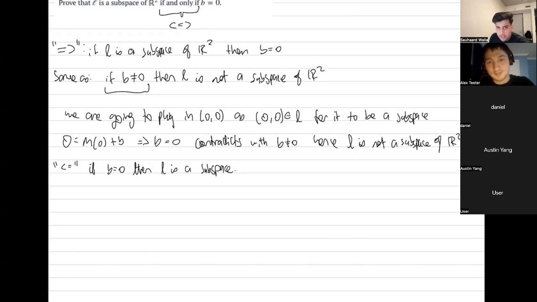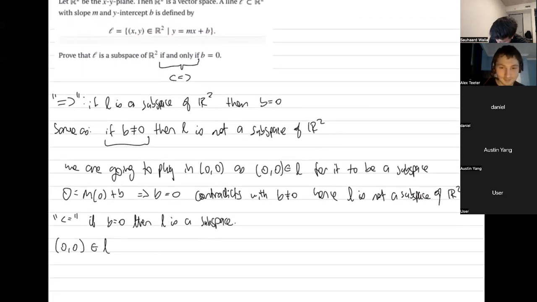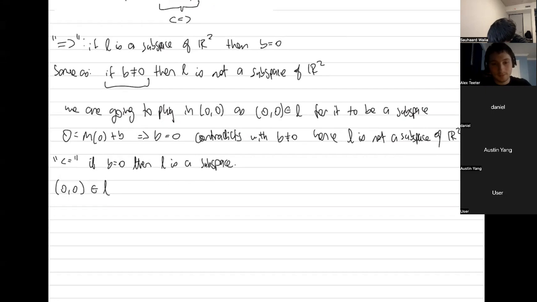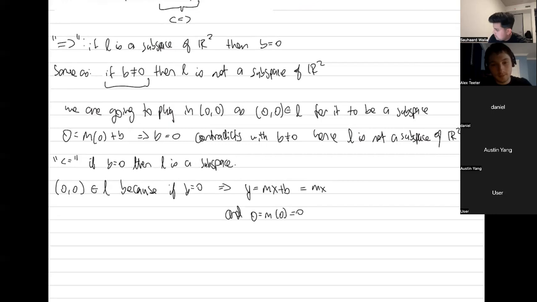Awesome. Next part, the other direction: if b is equal to 0, then L is a subspace. So we know that 0, 0 is a part of L, right? Because if b is equal to 0, then y is equal to mx plus b is equal to just mx, and m multiplied by 0 is equal to 0. So that part holds true.